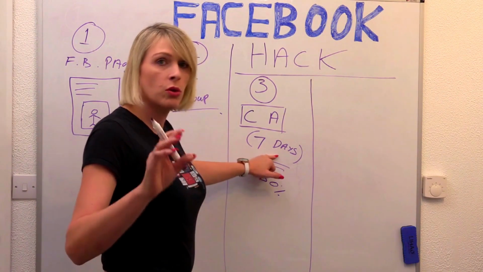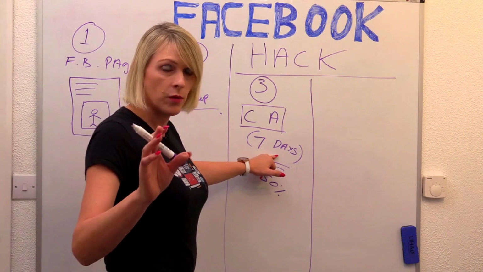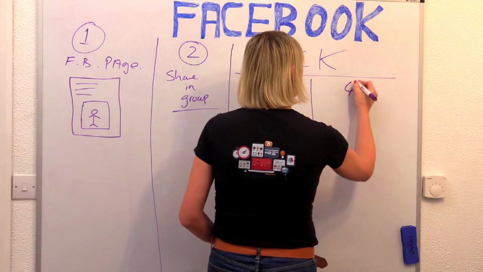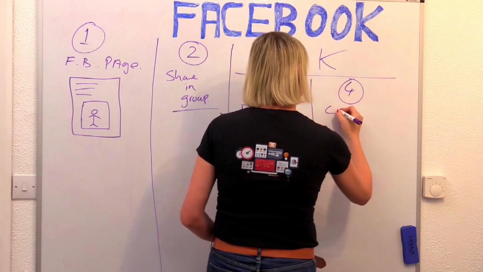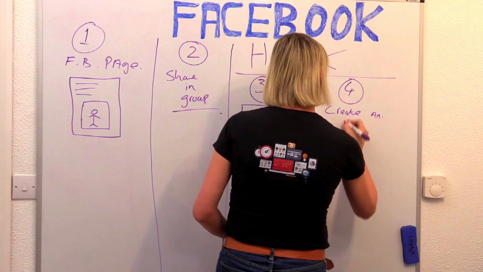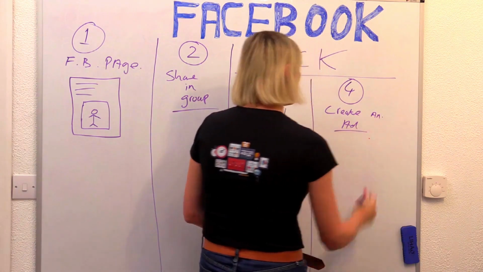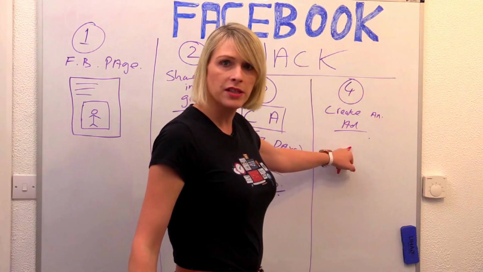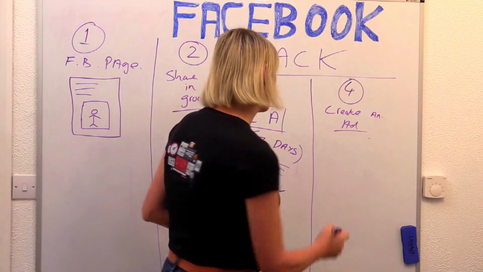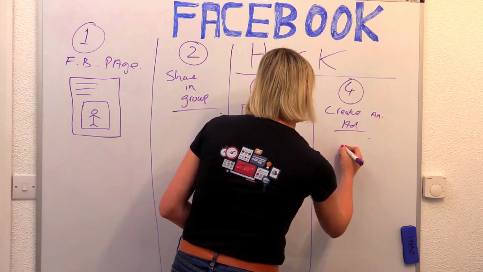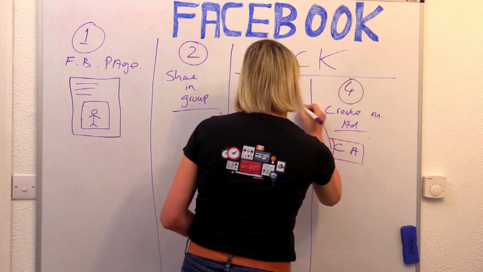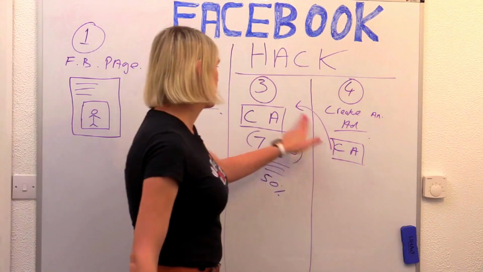And it's just people who have seen the video in the last 7 days. So now step 4 is we create an ad. And when we create our ad, the targeting option that we use is the custom audience. So our targeting is the custom audience, which we just created.